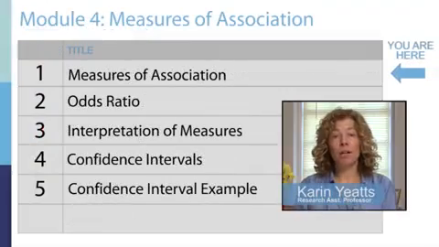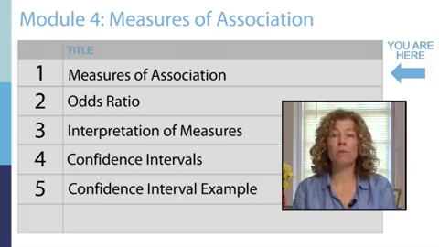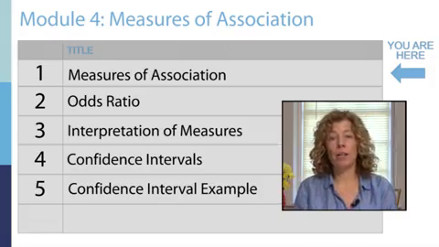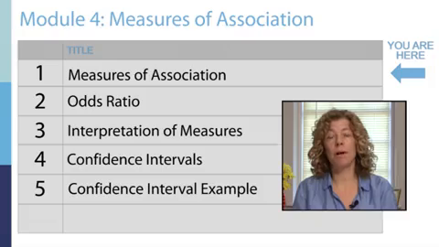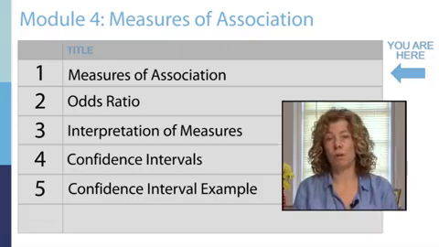Welcome! In this module, we're going to talk about the measures of association. The most important things to remember about the measures of association are that they can either help us tell something about the strength of the association between an exposure and a health outcome, or they can help us quantify the absolute excess of the disease that's related to the exposure of interest.